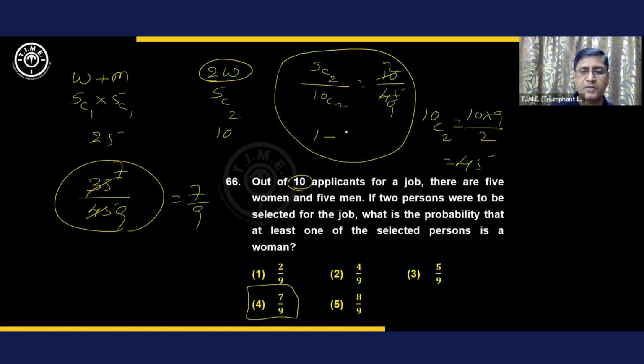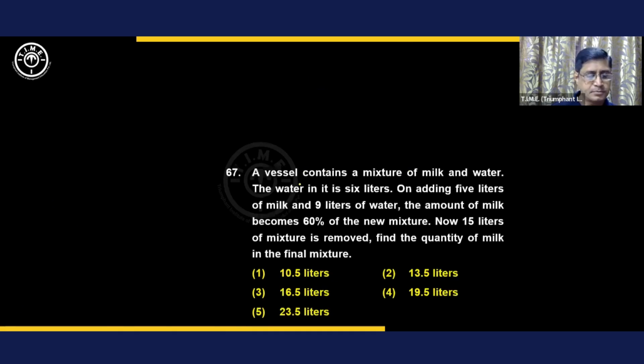What is the probability that all are men? 2/9. When you subtract from the total, then what is the result? 7/9. So the probability of getting at least one woman is equal to 7/9. Right choice is option number 4. This is the alternate approach. Okay, look at the next example.